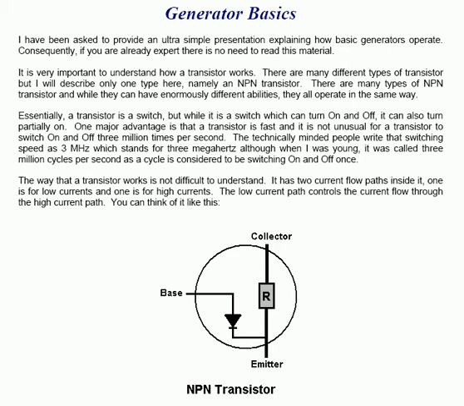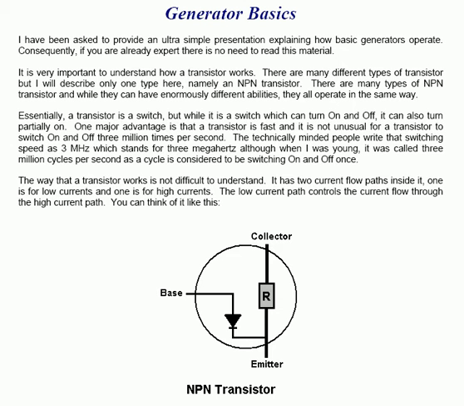There are many types of NPN transistor, and while they can have enormously different abilities, they all operate in the same way. Essentially, a transistor is a switch, but while it is a switch which can turn on and off, it can also turn partially on. One major advantage is that a transistor is fast, and it's not unusual for a transistor to switch on and off 3 million times per second.